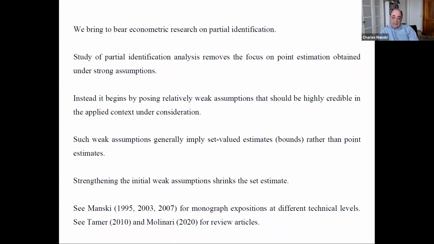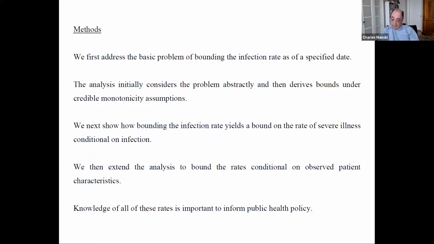At the bottom of the slide, you see some references. I've written several textbooks on this and an enormous amount of material. Also, there are review articles, including one by Francesca that you can get off of her webpage if you want. And of course, the paper, if you go online and get that, has all the references. Okay, so let me talk about the methods briefly, and then I want to get to the results.